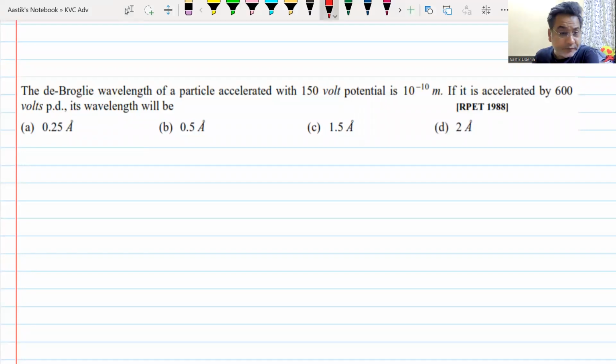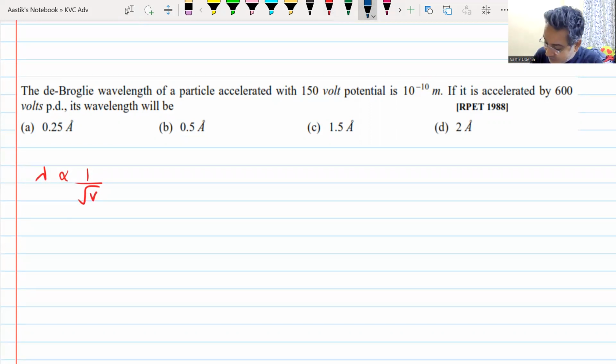Well, from where does this fact come? Lambda is proportional to 1 by root over V. You may not remember what was there in the numerator because that does not matter. It was 12.27 or 0.238. Doesn't matter. What you must remember is lambda is inversely proportional to root over E. Therefore, it is also inversely proportional to root over V.